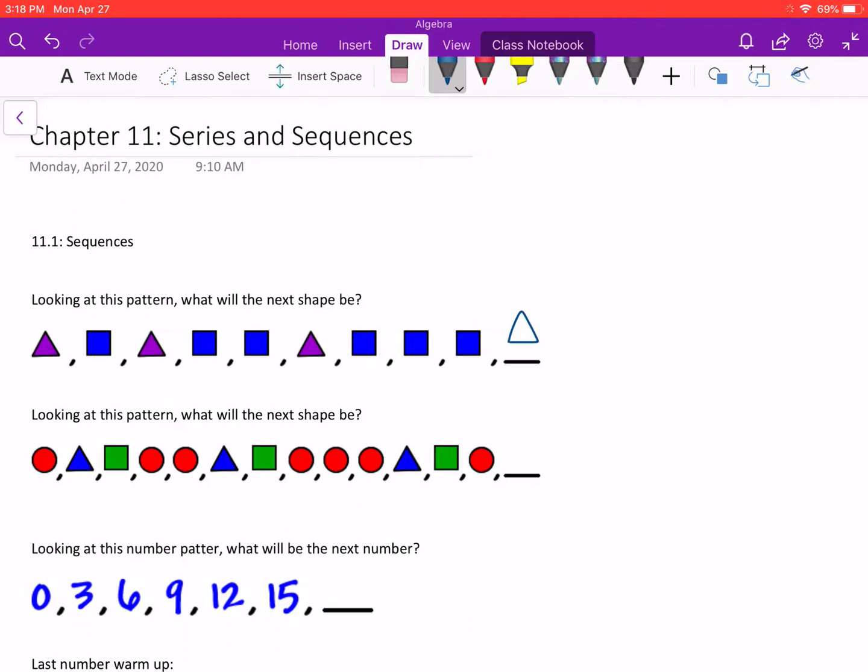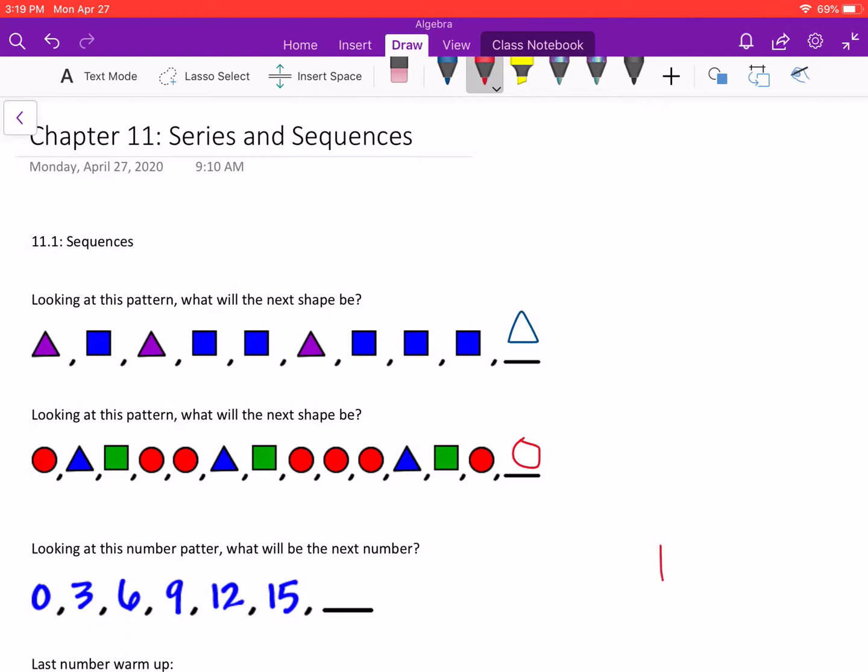Let's look at the next pattern. We have a circle, triangle, square. Circle, circle, triangle, square. Circle, circle, circle, triangle, square, circle. And if you think about it, the next one must be a circle. And that's just a pattern that we can kind of deduce and figure out on our own.